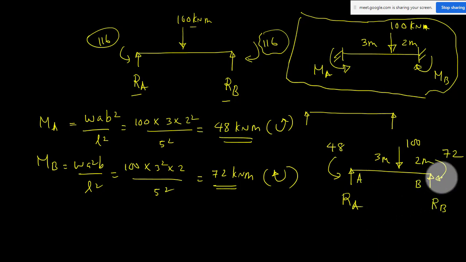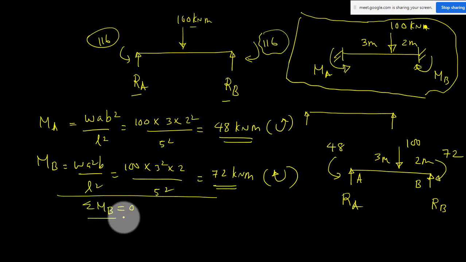Now to solve RA and RB, you can take moment about B as 0. Why is it 0? Because I have taken this fixed end, including the fixed end moment, and the moment should be 0. Because the fixed end means there will be a moment, and I have taken that moment value also. Including that moment, your moment will be 0.